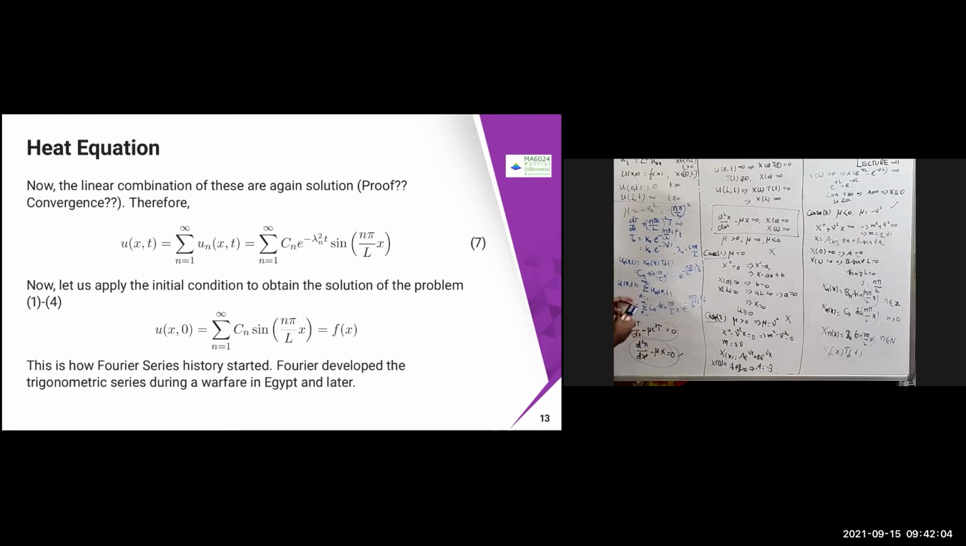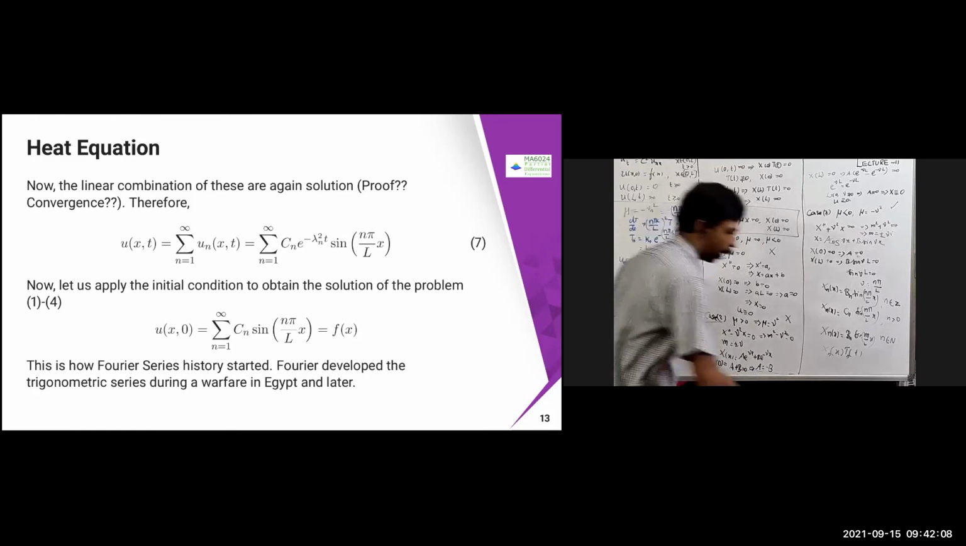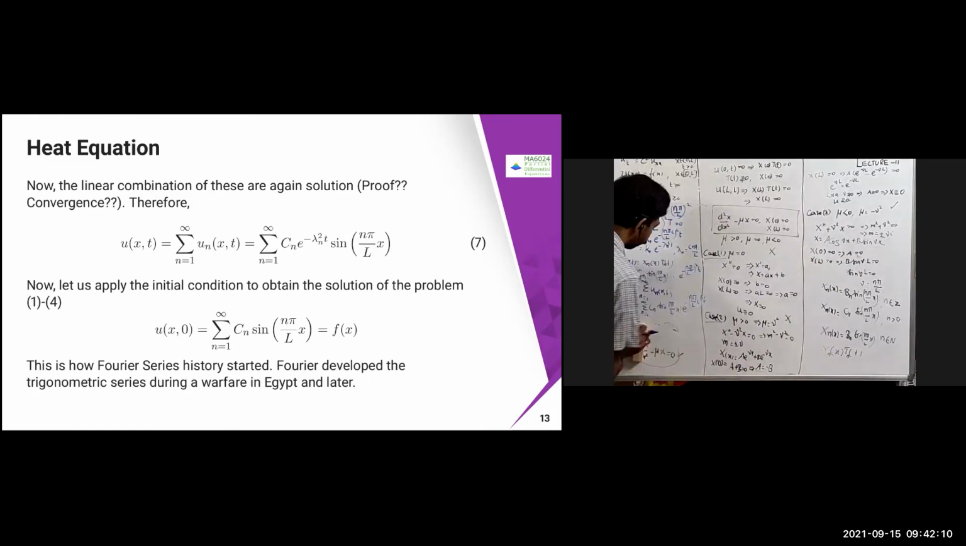Therefore, what you are going to get is something like this. I'll erase this one also and rewrite. So this is going to give you u of x comma 0 equal to f of x. That means you are going to get the summation n equal to 1 to infinity of cn into sin n pi by L x equal to f of x.